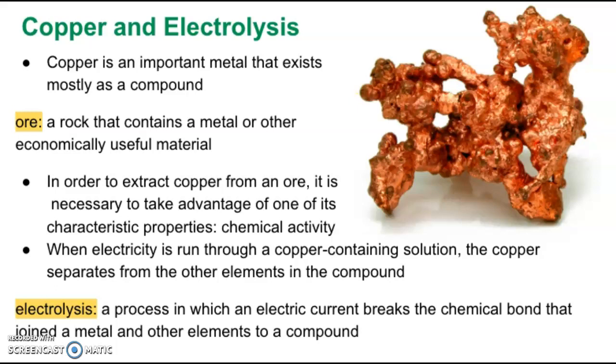Ore is just a rock that has metal and something else. That could be two metals combined, that could be a metal and a non-metal combined. But the key is that one of those metals involved in an ore is economically useful. It's something that we use in industry, it's profitable. So in order to extract copper from a compound form, from an ore, we have to take advantage of yet another characteristic property. In this case, we're dealing with chemical activity.